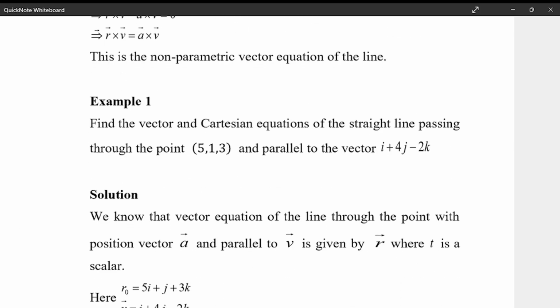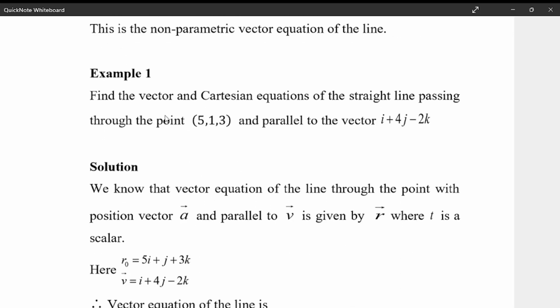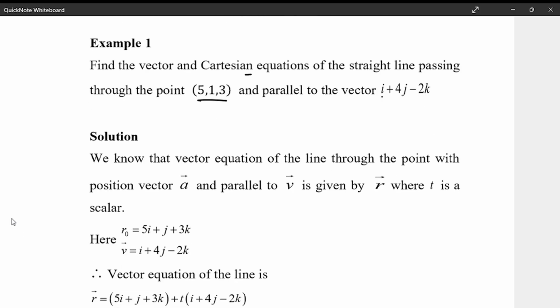Now let's take an example. Find the vector and Cartesian equations of the straight line passing through the point (5, 1, 3) and parallel to the vector i plus 4j minus 2k.